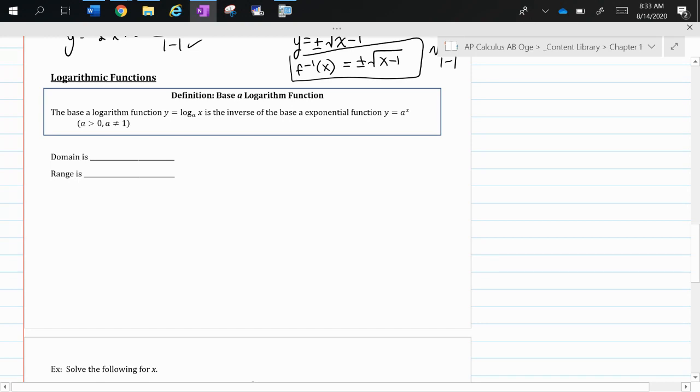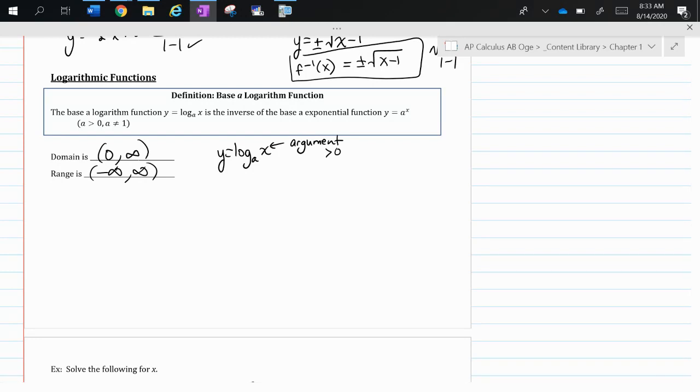So the domain of a log function, log base a of x, is always from 0 to infinity, and the range is all the reals. So let's talk about why that's true. The domain is the x of the logarithm. If y is equal to log base a of x, that x is called the argument of the logarithm, and the argument of the logarithm is always positive. So that means x has to be positive, not 0, not negative.